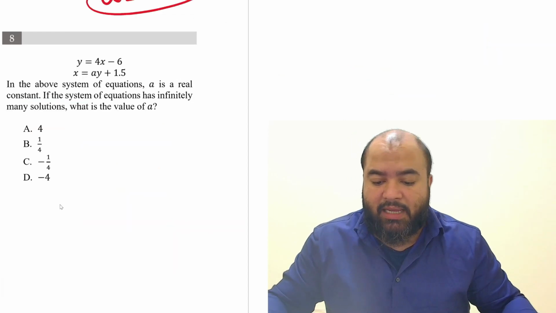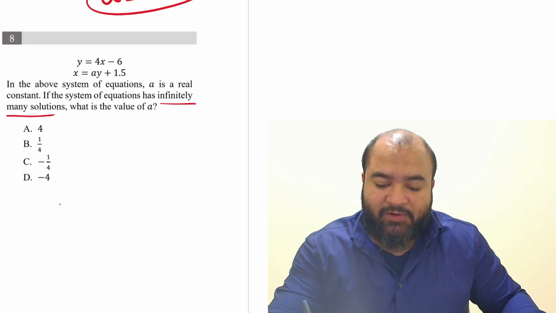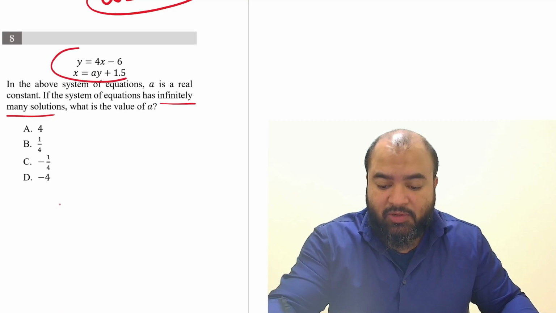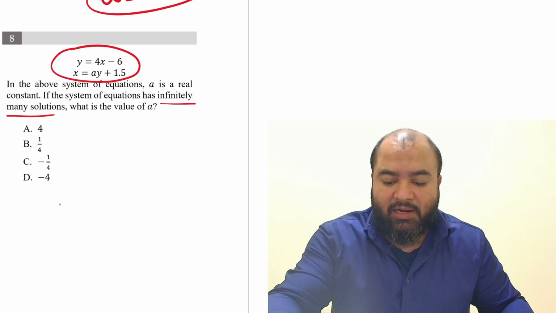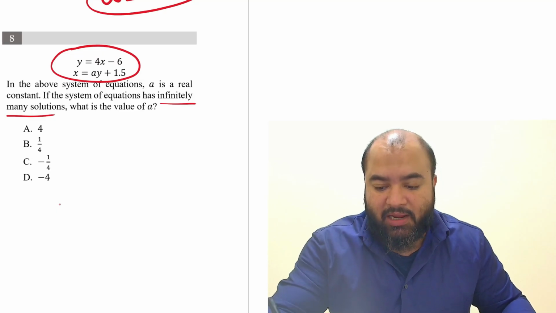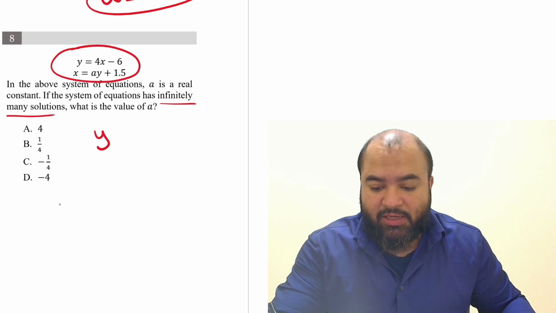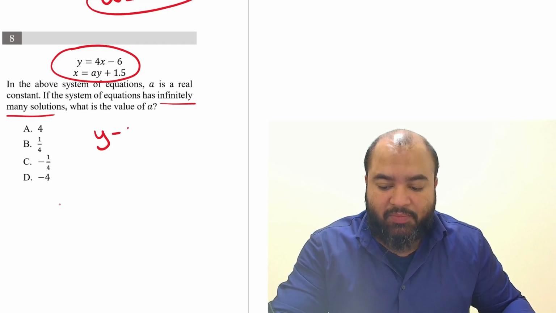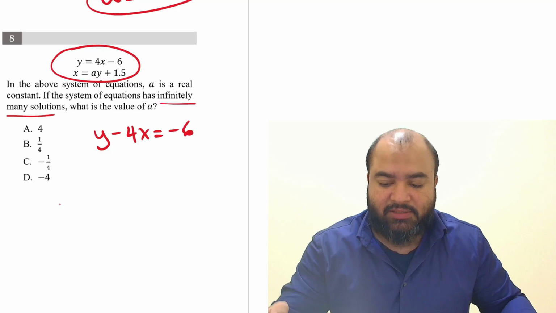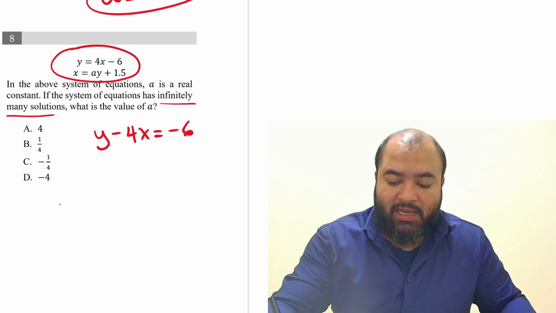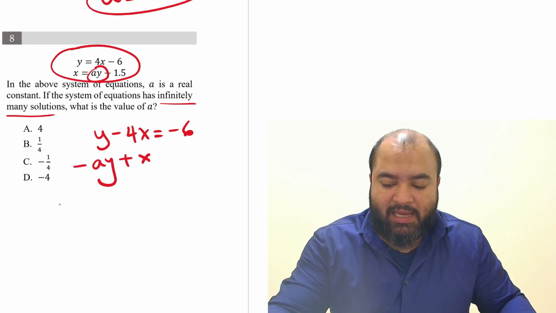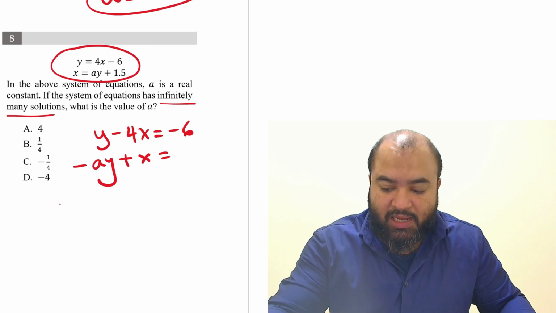Number 8, again, it says it has infinitely many solutions. Remember, with infinitely many solutions, you can make the proportion you want. But first of all, this is not aligned properly. You see under y there is x. So we're going to make them aligned properly. So the first one, we can write it as it is. Maybe we can bring y and x to the left. Y minus 4x equals -6. The bottom one, x, I can do the ay will be -ay. I'm going to put it under the y. Plus x equals, what was that? It's a plus 1.5.